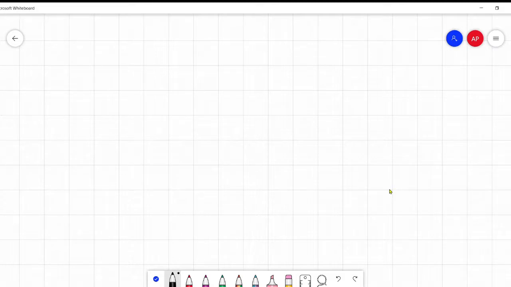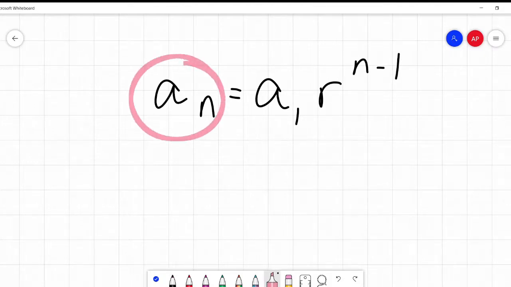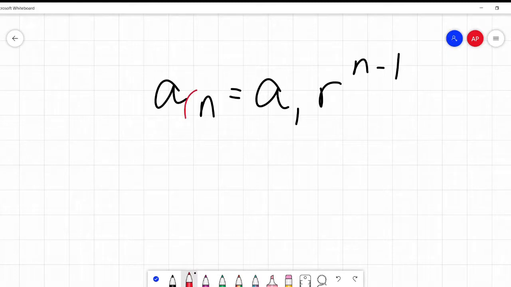So first, the general formula. This is what it looks like. And it's going to look a little crazy, but when we break it down, I promise it's not that bad at all. Okay, so first, this we would read as A sub n. What this n means, and it occurs twice in this formula, is that n is referring to the position of a given number.